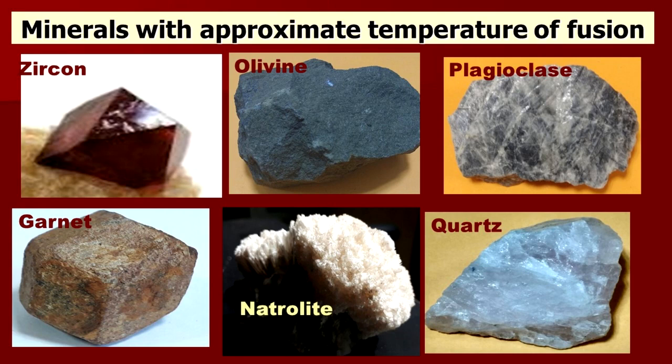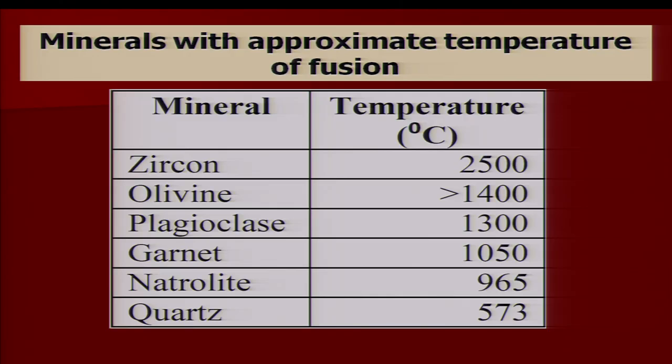Garnet fusion takes place at 1050 degrees, and natrolite, which is also a secondary mineral, a variety of zeolite, has a fusion temperature of 965 degrees. Quartz has the lowest temperature of fusion, which is 570 degrees centigrade. Quartz gets melted at low temperature.